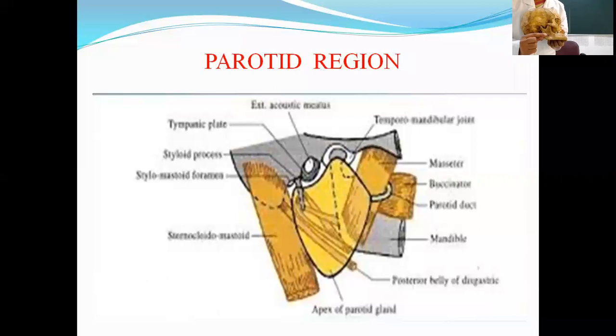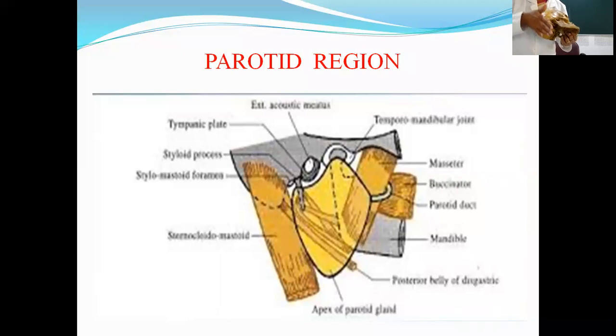And this mandible, on the external surface, receives the insertion of masseter. On the internal aspect, it receives the insertion of the medial pterygoid muscle. So the parotid region is bounded in front by this posterior border of the ramus of the mandible, and on either side, the masseter and medial pterygoid muscle.